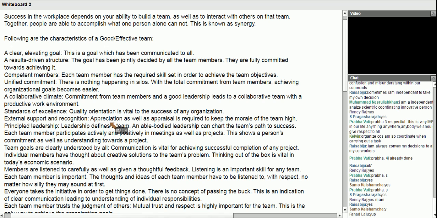So with appreciation, they get appraisals. This evokes positivity in them, right? And keeps them tied to the project. Increases their zeal as well.